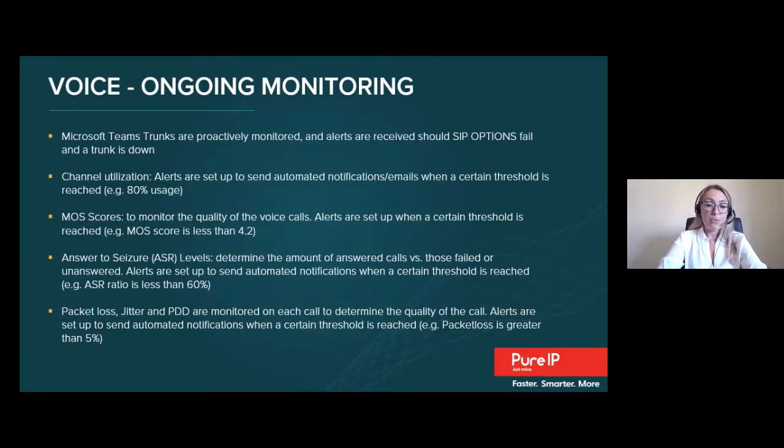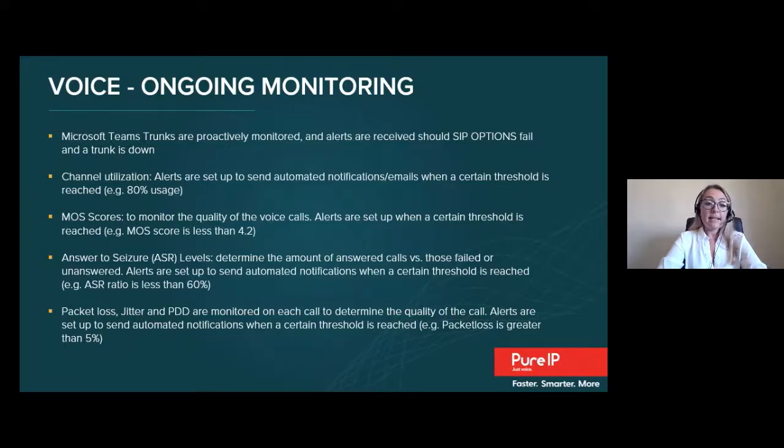And I think moving on, on a similar level, looking at the call levels, is the answer-to-seizure ratio. So basically it tells you the percentage of calls that are answered versus those that are not answered. There's usually a baseline within companies with calling profiles. And if, for example, usually it's 60%, you can set up alerts to say, okay, if less than 60% of the calls are answered, something might be wrong and it needs to be investigated. So that's another feature that can be monitored with voice.